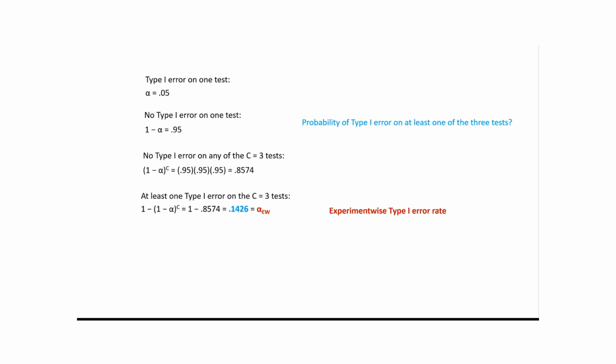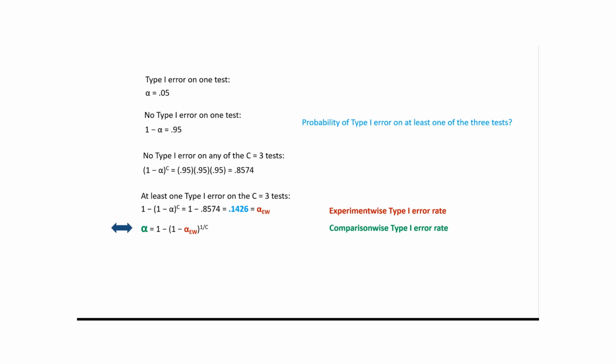This error rate is referred to as the overall or experiment-wise type 1 error rate and is denoted alpha EW, for experiment-wise. So if we want alpha EW to take on a specific value, not going over 0.05, for example, as opposed to being as high as 0.14, then we'll need to restrict alpha to a much smaller value in the first place.